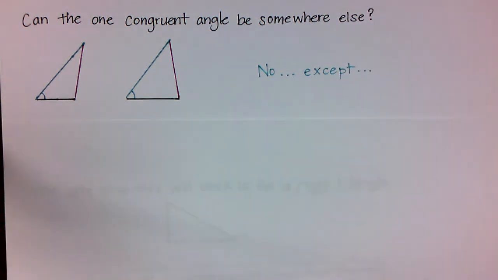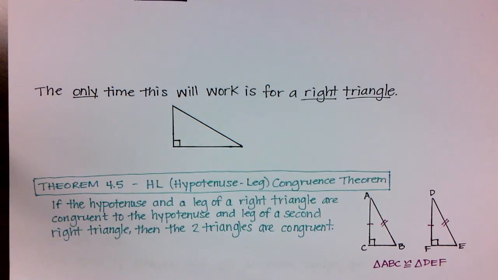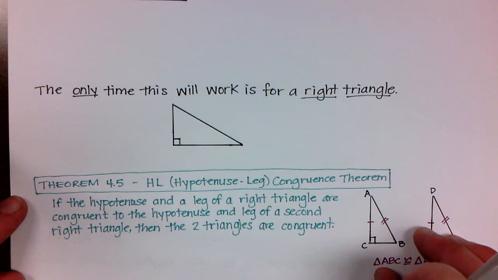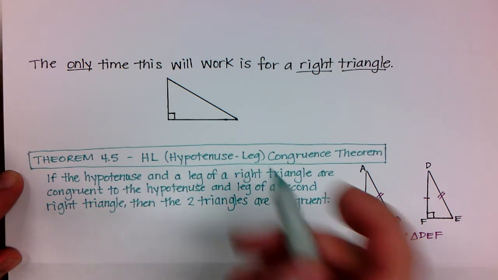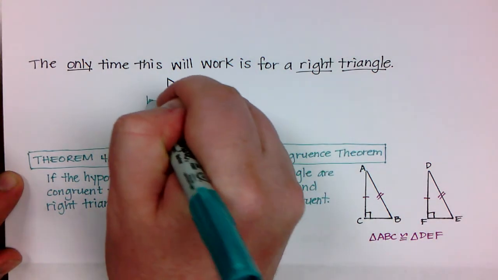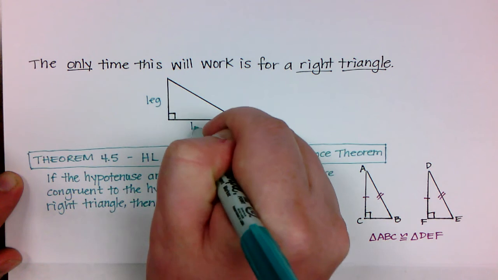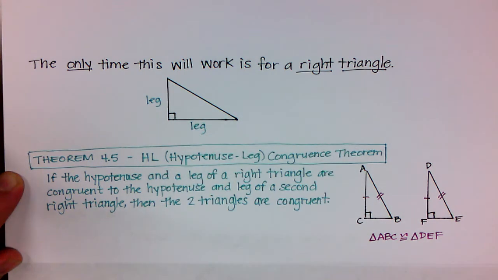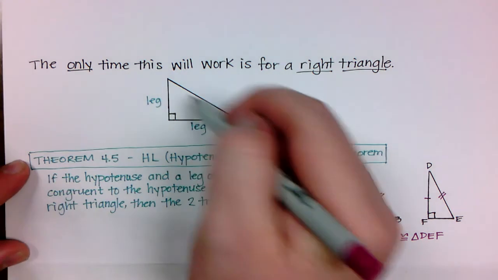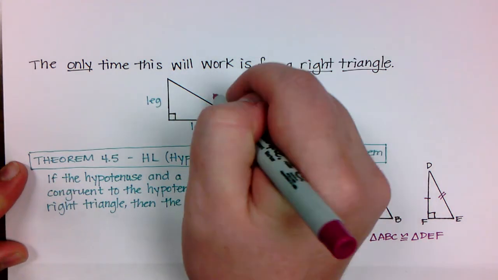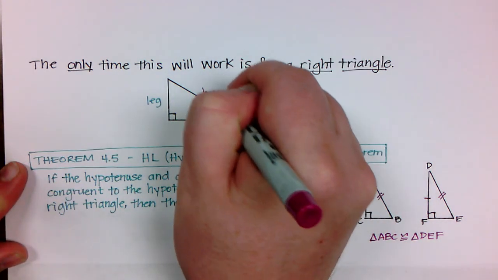There is one instance where it will work, okay? And that only instance is with a right triangle, okay? And so in a right triangle, I know that the two sides that are touching the right angle are called the legs, and that this more diagonal side across from the right angle is called the hypotenuse.